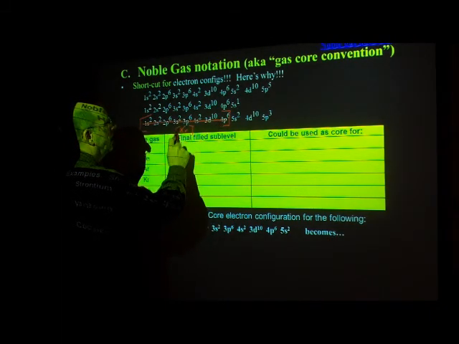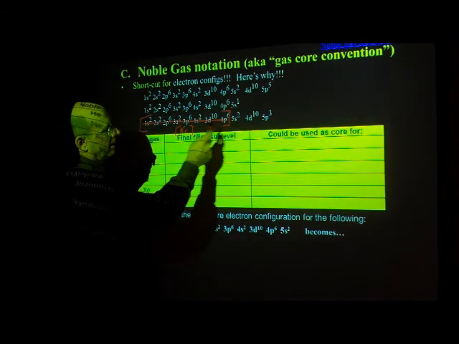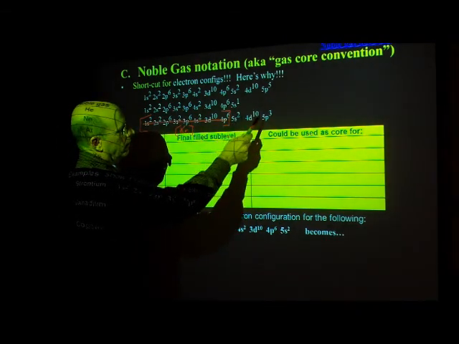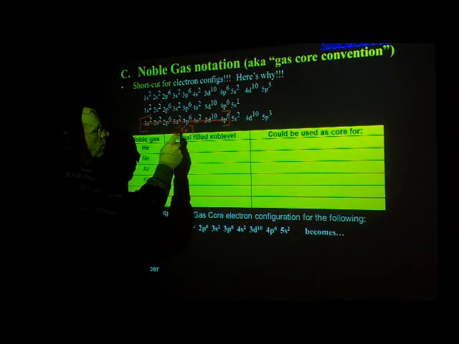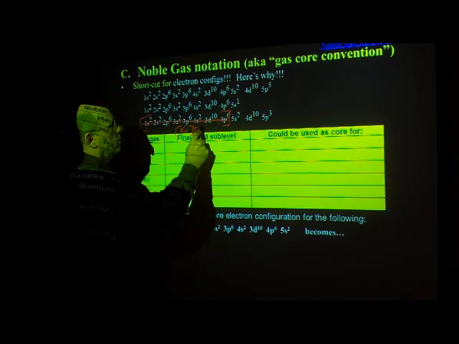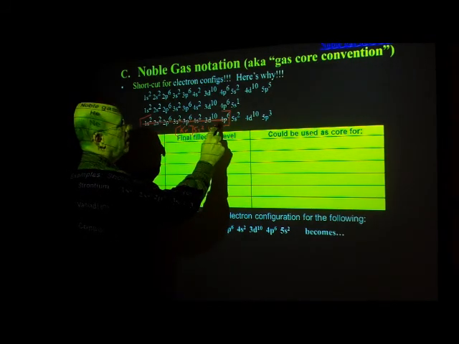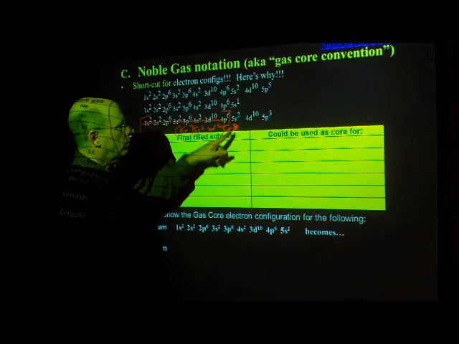put it in square brackets, and then we figure out, well, what's this atom? How much bigger is it than Krypton? And it turns out that this one is 15 electrons bigger than Krypton. So Krypton ends in a 4p6. What comes after 4p6? That's 5s2, 4d10, and 5p3.